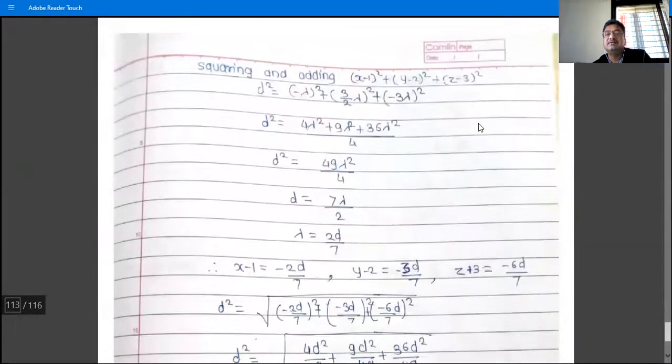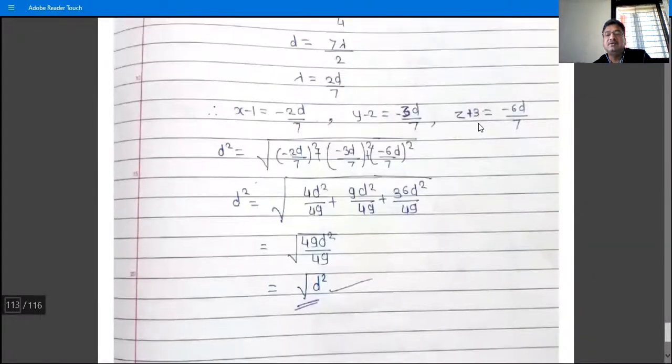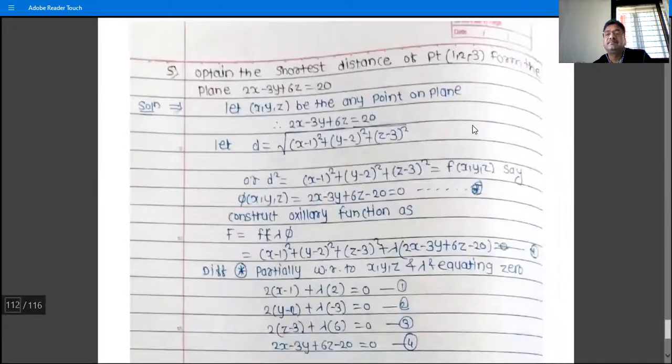The point is (1, 2, -3). If the point is (1, 2, 3), then this answer is correct. But I think it is the point (1, 2, -3). If there is minus 3, then write z plus 3. So this is the distance.